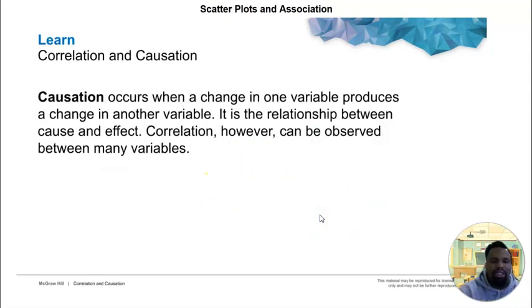Causation is basically saying that one variable has a direct effect on the other variable. Think about it as cause and effect. Correlation can be determined easily. Causation is a little bit harder to determine, because causation involves a lot of different factors. So it's easy to determine if they're correlated, but it's harder to determine if the variables have causation.